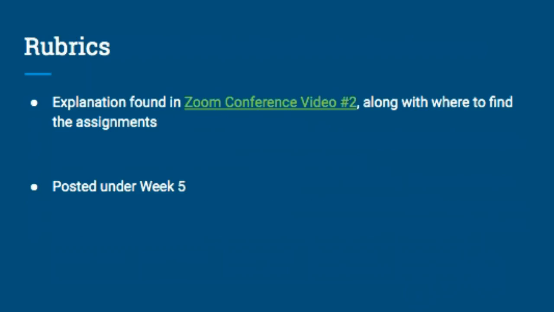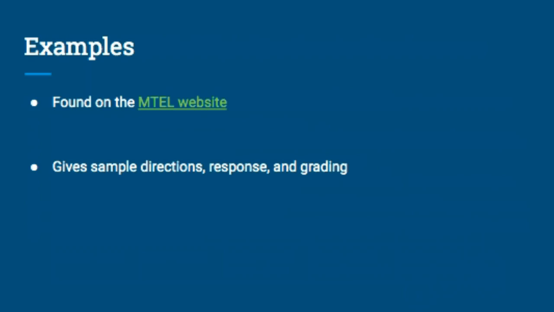For the rubrics for the summary and the composition, again, you can find the explanations in my second Zoom conference video. That video also goes through where to find all of the assignments, but everything is posted under the week 5 module. There are some great examples on the MTEL website, and it goes through sample directions, a sample response, and a sample rubric for both the summary and for the composition. The directions that you see on that link will be the same exact directions that you get on the test. Obviously, the topic will be a little bit different, but you'll be required to write 1 summary and 1 composition.